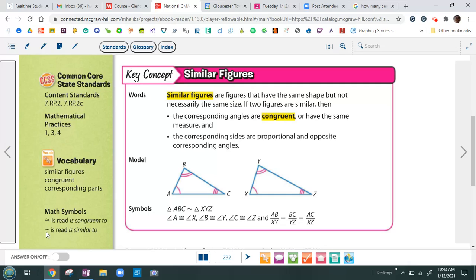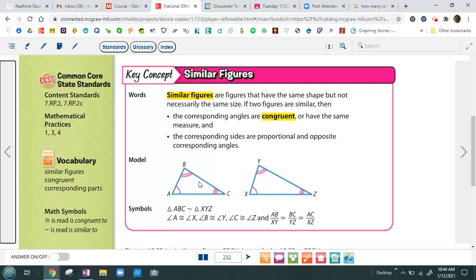Now the other symbol is this squiggle, and that is read, is similar to. So we can see that in use right here. Triangle ABC, that's this one, is similar to triangle XYZ, and that's this one over here. These are the symbols that we will be using.